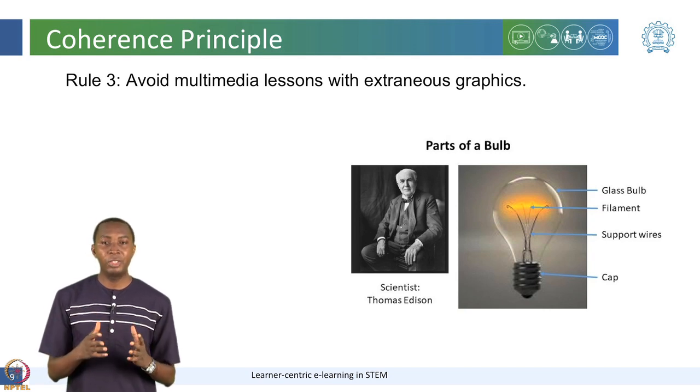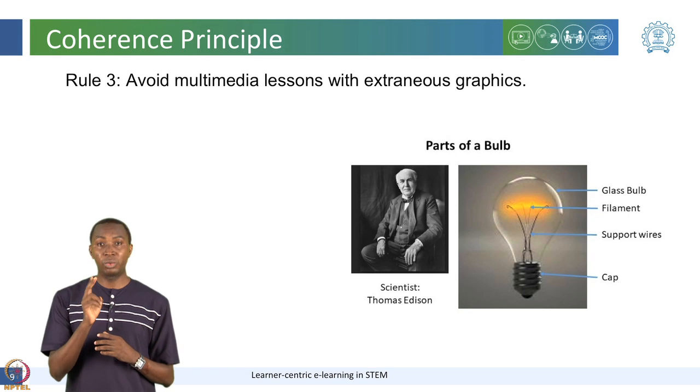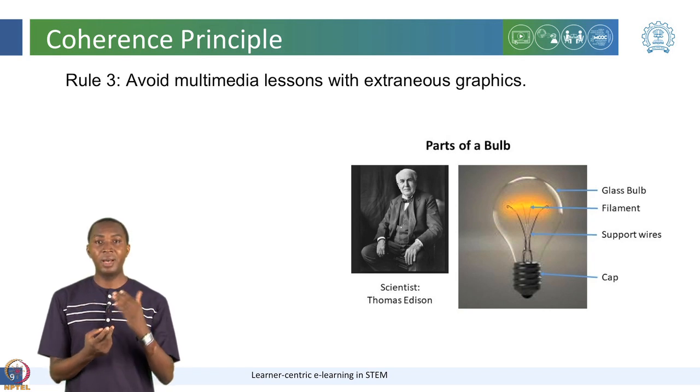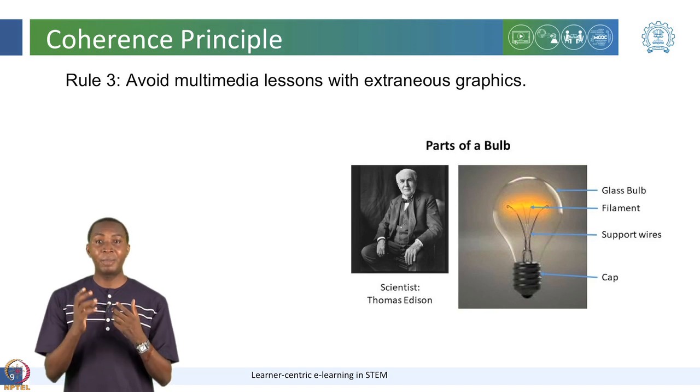Now, if you look into the image, you see that the image consists of two parts. One has a picture of Thomas Edison, who is the inventor of the bulb, and the other part has a picture of the bulb itself with different parts.